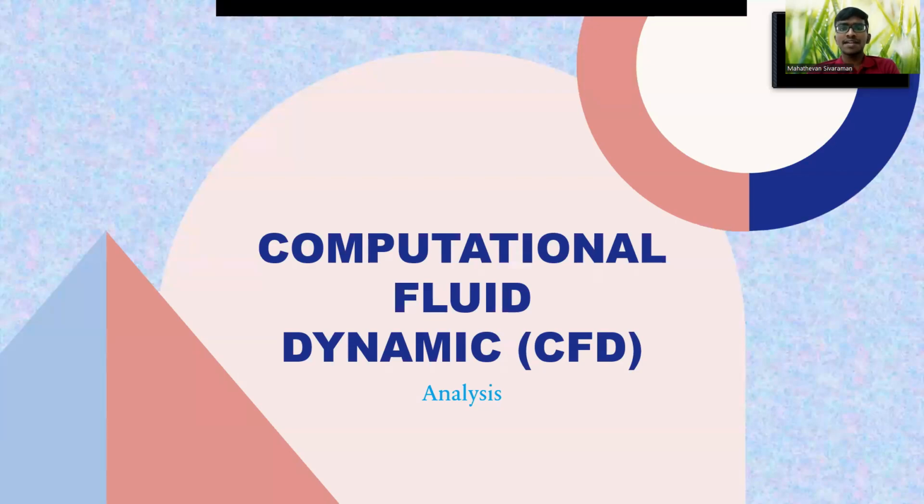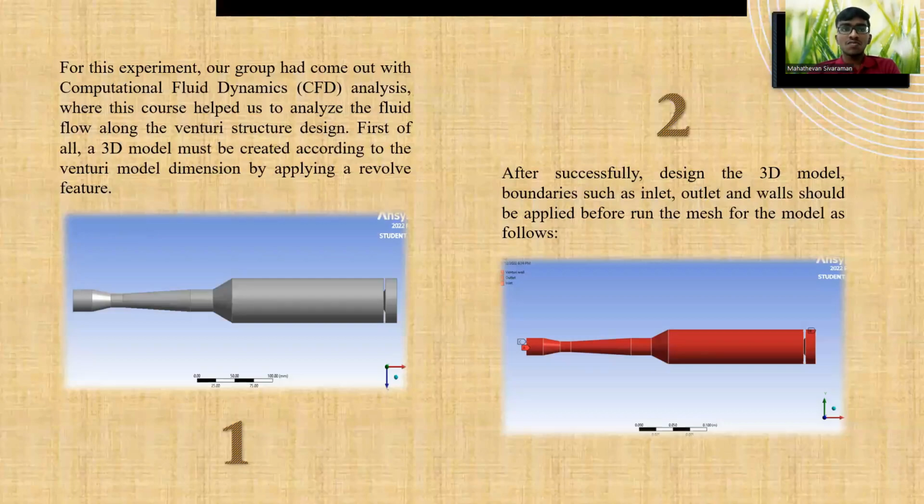So let us look at the analysis of this experiment, which is based on the computational fluid dynamics subject. First of all, for this experiment, we should have come out with an analysis from the CFD, where this course helps us to analyze the fluid flow along the Venturi structure design. As we can see, we successfully drew the Venturi design for step 1, and then we created this design according to the Venturi model dimensions by applying a revolve feature.